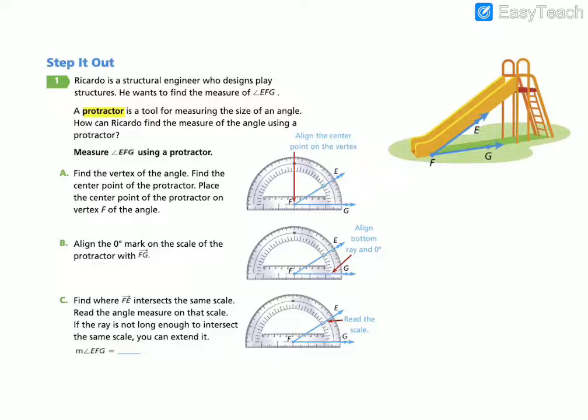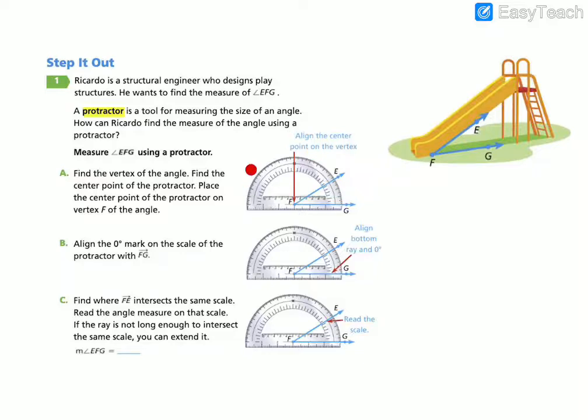All right, so let's go ahead and take a look at our first problem here. Ricardo is a structural engineer who designs play structures. He wants to find the measure of angle EFG. A protractor is a tool for measuring the size of an angle. How can Ricardo find the measure of an angle using a protractor?